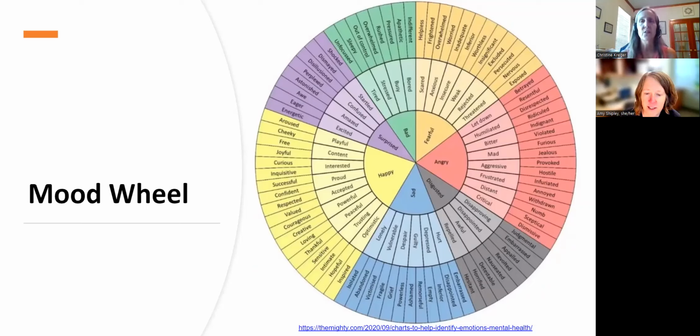You see on this mood wheel those 7 core terms, those core emotions, and then as you move further out, it gets more nuanced. Great. All right.